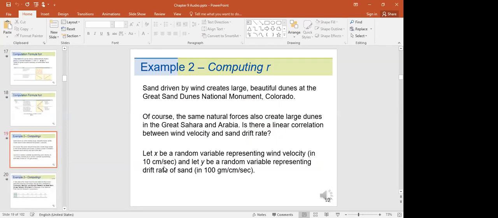Let's look at this example. We are going to get data from this example. First, I will use Excel to make a scatter diagram, and then use Excel to compute the correlation coefficient.